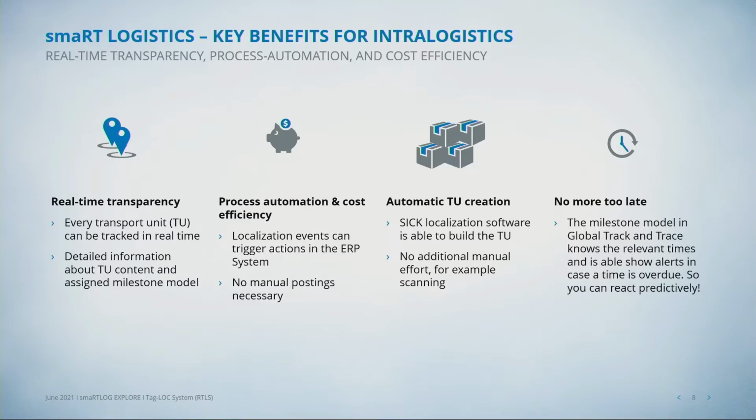And at the end, no more too late. We have a lot of solutions nowadays, and still we have a lack of information. So this is very important, because the milestone model in Global Track and Trace from SAP now knows in real time when events were triggered, and this is also giving our customers who want supply chain digitalization real-time, accurate information within one system, and therefore they are now able to react predictively, as all the information is present in real time.